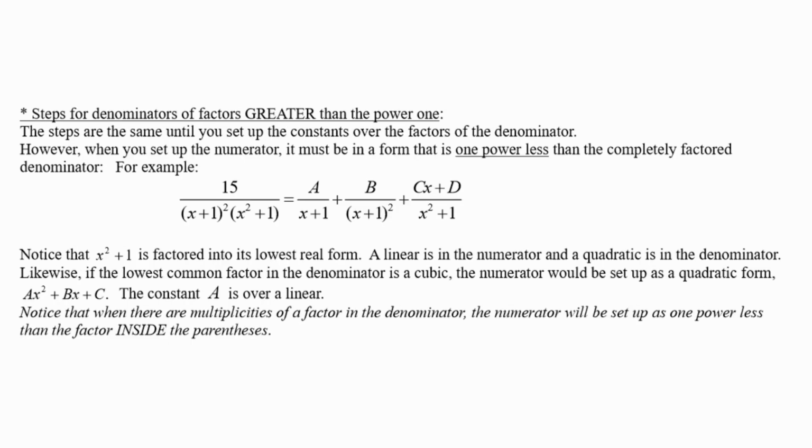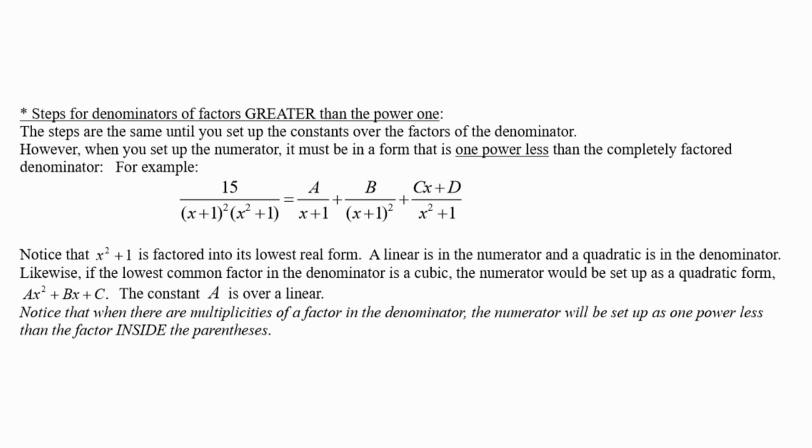And here are the steps for denominators of factors that are greater than power 1. The steps are the same until you set up the constants over the factors of the denominator. However, when you set up the numerator, it must be in a form that is 1 power less than the completely factored denominator. For example, over here you can see that we have 15 over x plus 1 squared and x squared plus 1. So I take a over x plus 1, then we take b over x plus 1 squared, then we have cx plus d over x squared plus 1.